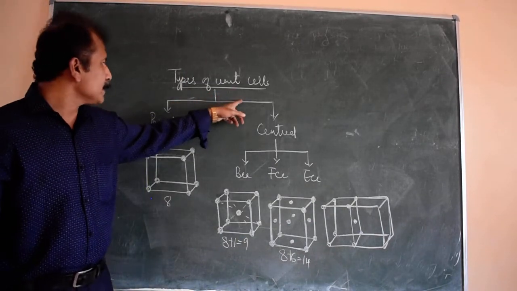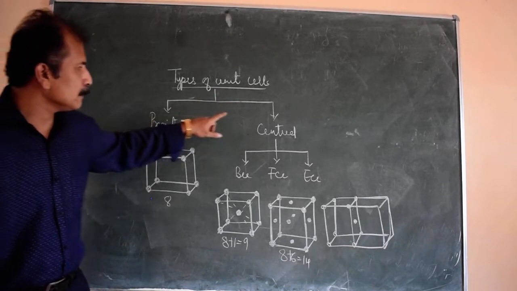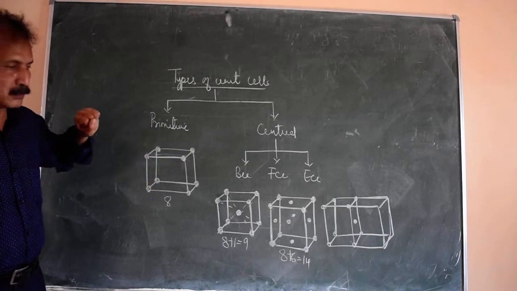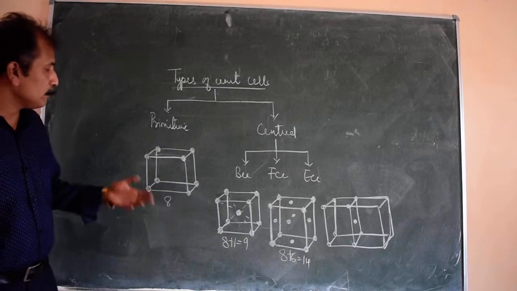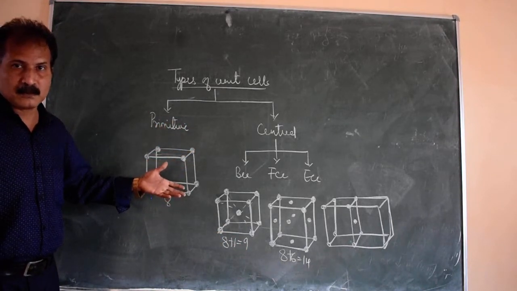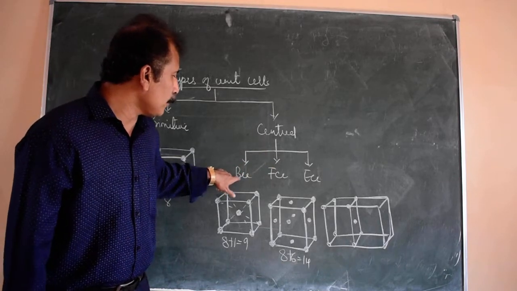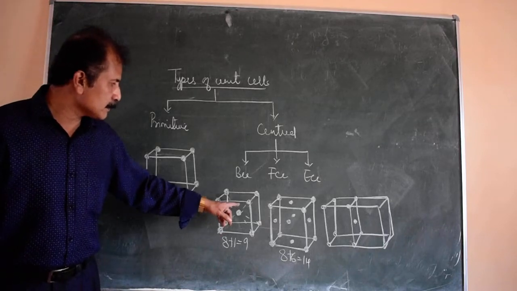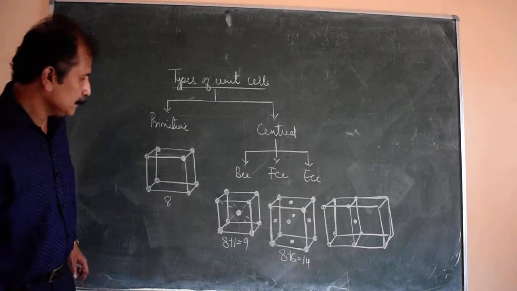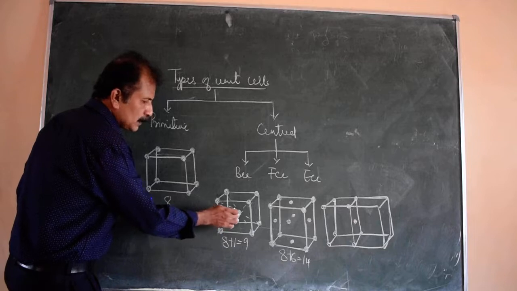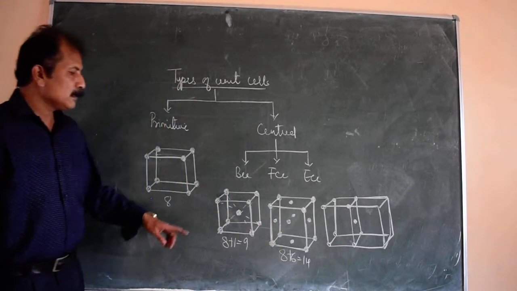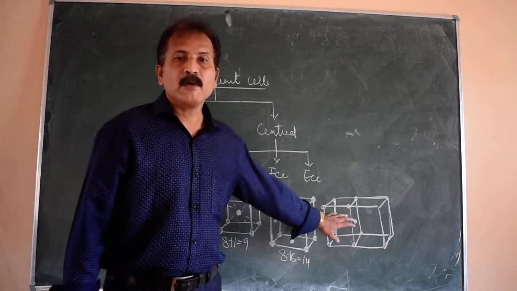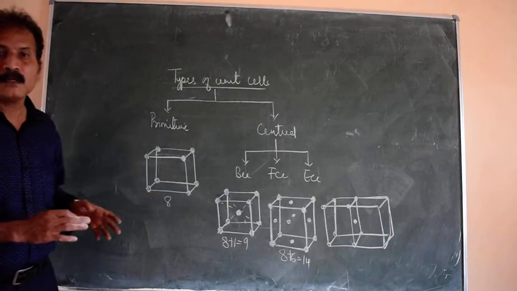So these are types of unit cells. You have two major categories. One is primitive, another one is centered. Primitive means the unit cell has 8 particles occupying the corners. Centered means other than the 8 at the corners, there will be particles in other places. There you have 3 types: body centered, face centered, and end centered. Body centered means totally 9: 8 particles at the corners and 1 at the body center. In FCC there are 8 at the corners and 1 on each of 6 faces, so totally 14 particles. In end centered we have 8 at the corners and 1 particle at the end, which can be shared with another unit cell.